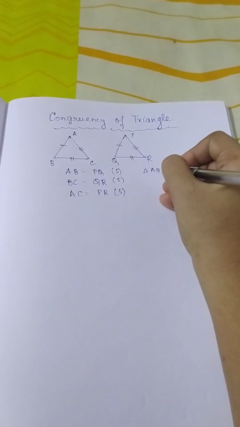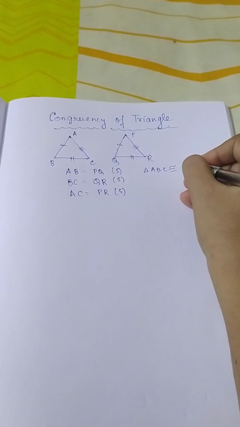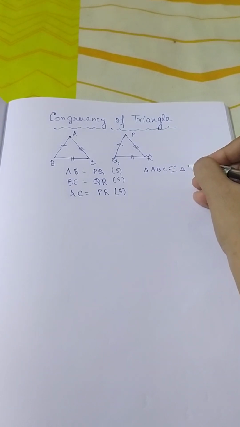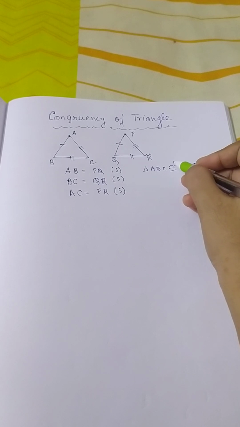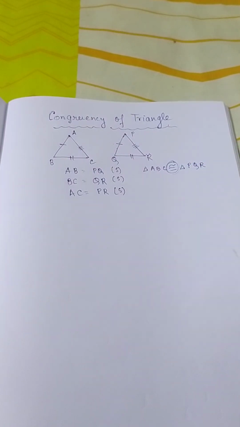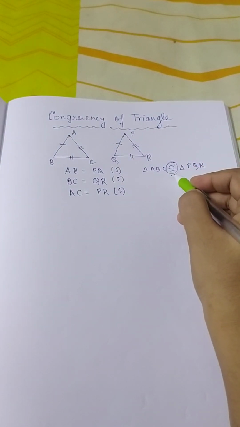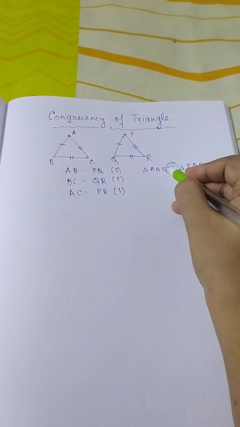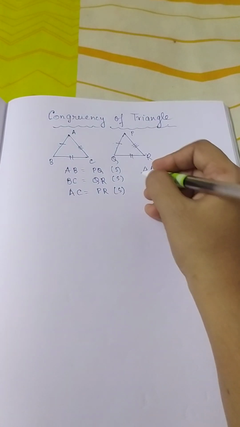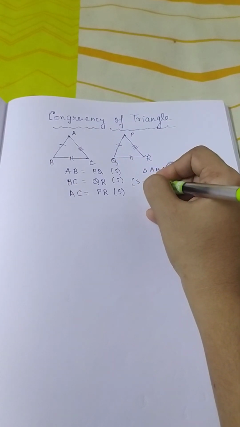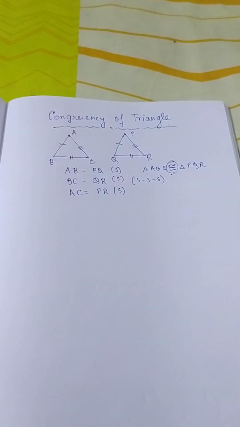These are simple rules. Already you know them, but to solve some numericals, I am just recapitulating them, and congruency is marked by this sign, right? So it is nothing but the SSS rule, side, side, side equal rule.